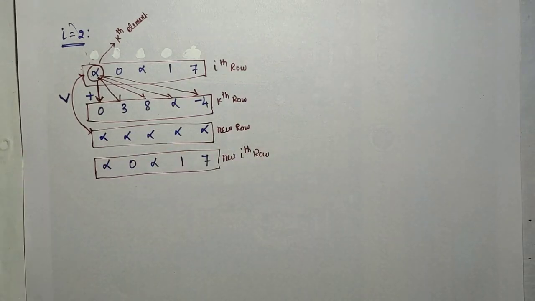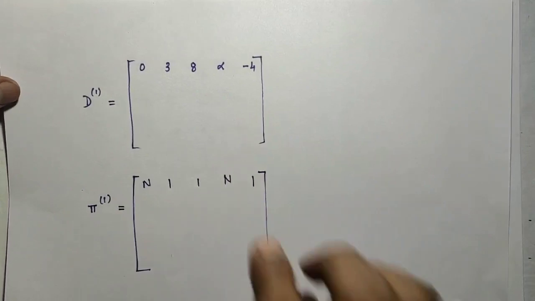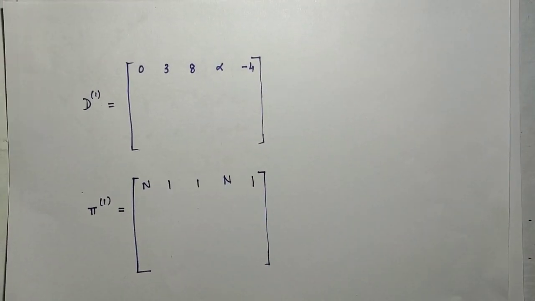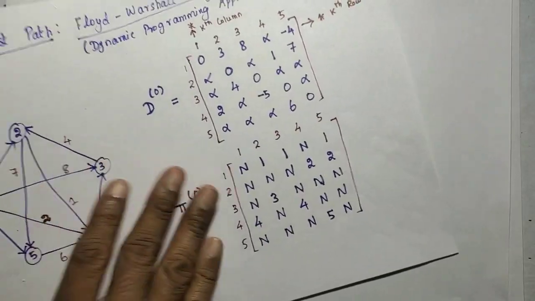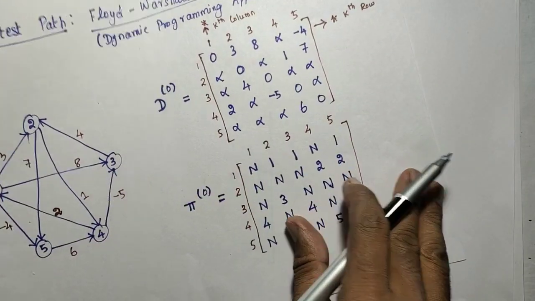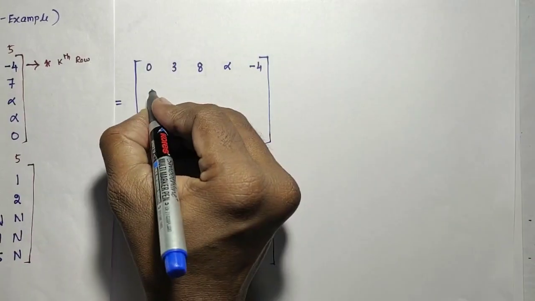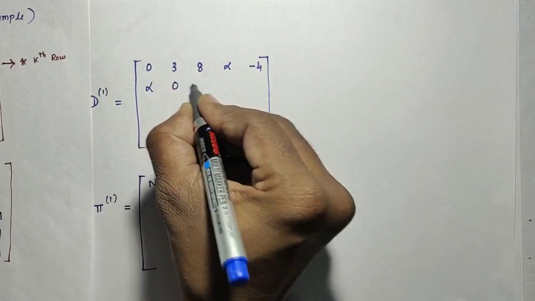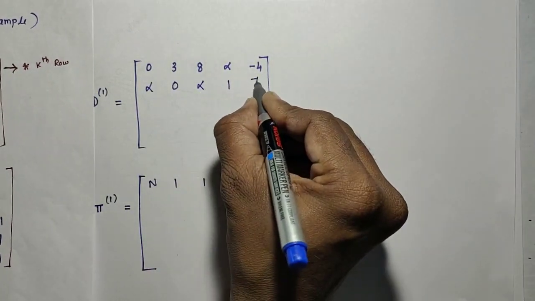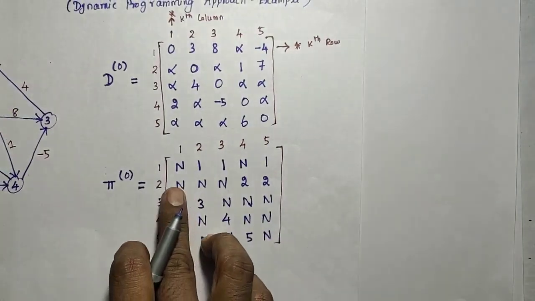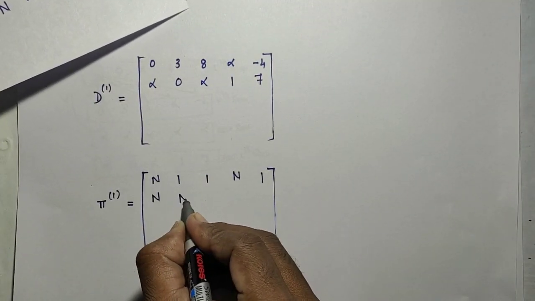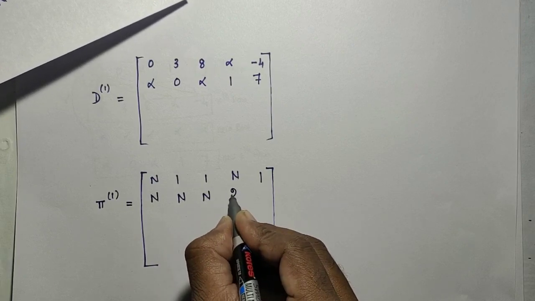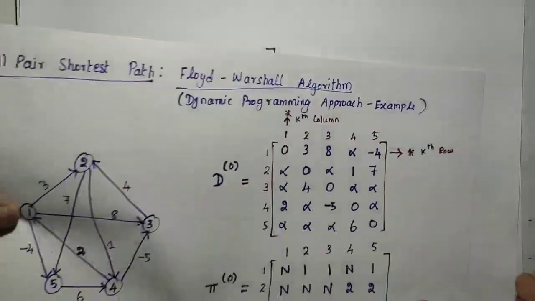So we can copy that into the second row. No change in that second row. The second row is infinity, 0, infinity, 1, 7. The corresponding Pi also has no change: N, 2 and 2. Correct.